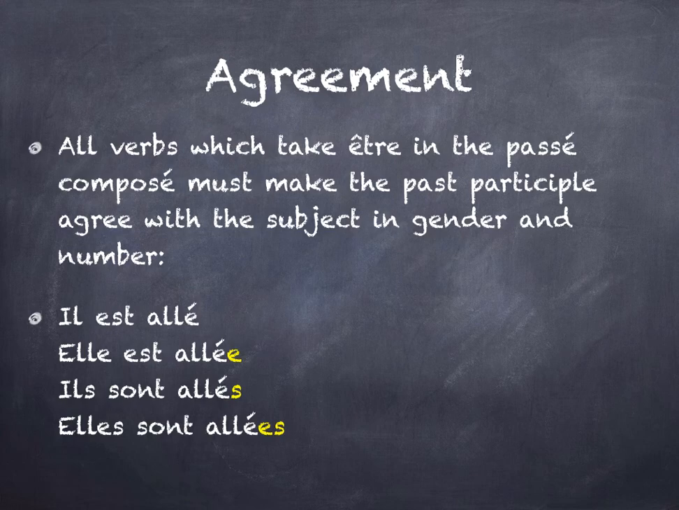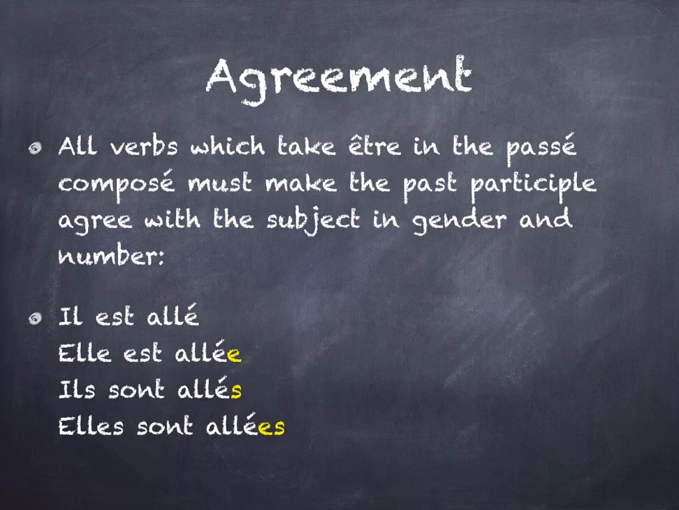All verbs which take être in the passé composé must make the past participle agree with the subject in gender and number. Okay, this is every single verb that takes être in the passé composé, whether it's reflexive or not. So if we have a feminine subject, we have to add an e, such as il est allé becomes elle est allée. We don't hear it, but we see it.